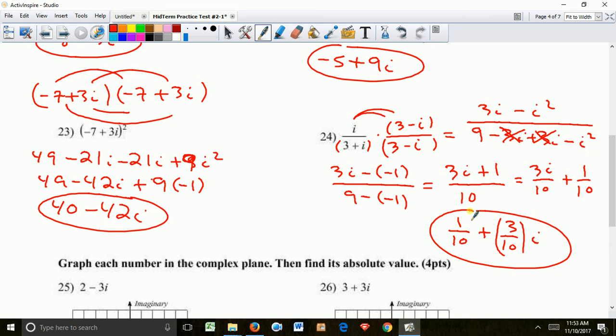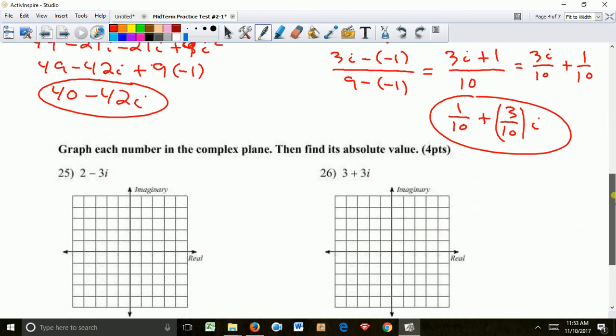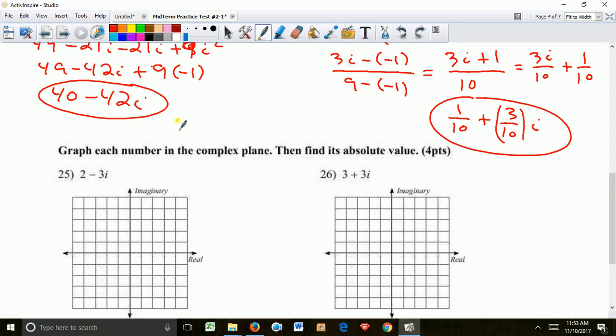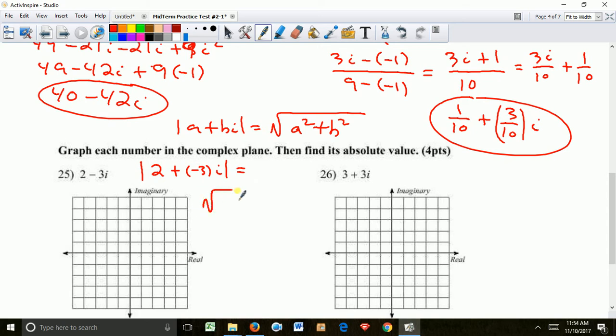The last two problems with your imaginary numbers are to graph these and find its absolute value. So if you have the absolute value of, let's say, a plus bi, that's the same thing as the square root of a squared plus b squared. So in this case, you rewrite 25 as the absolute value of 2 plus negative 3i. In which case, its absolute value is going to be the square root of 2 squared plus negative 3 squared. And if you simplify that, you're going to get the square root of 13.